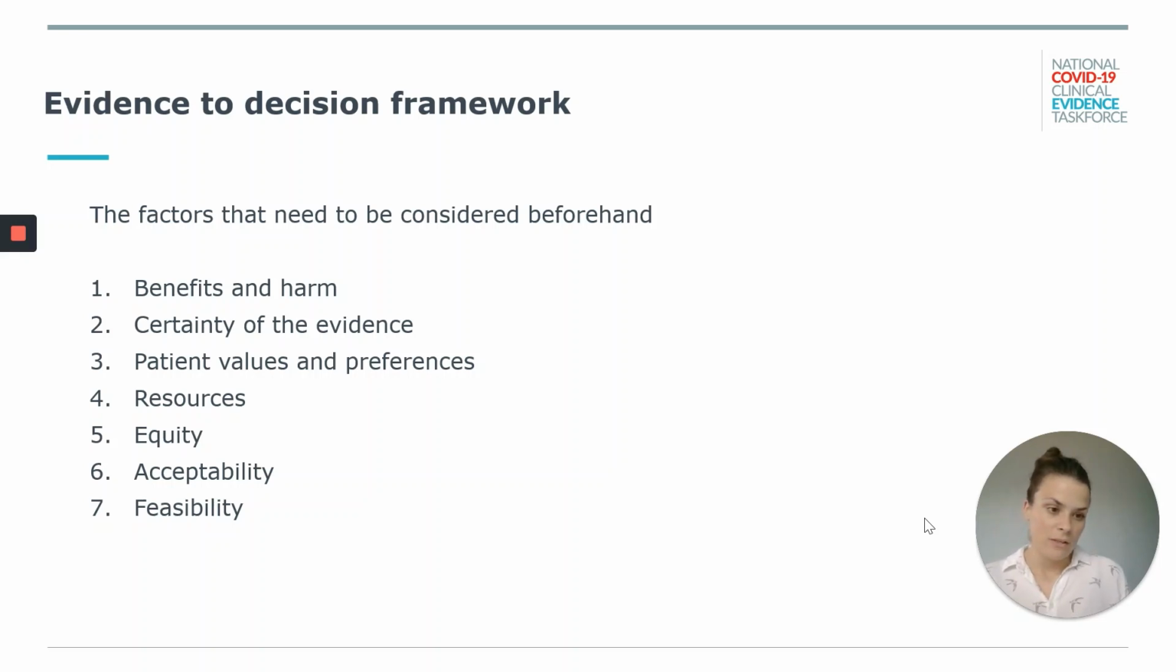In another video, I talked to you about the evidence to decision framework, and this is a framework that constitutes 7 different factors that you need to consider beforehand when you are seeking to construct a recommendation. That includes the benefits and harms of the intervention, the certainty of the evidence, the patient values and preferences, as well as the resources, equity, acceptability, and feasibility of the given intervention that you are looking into.